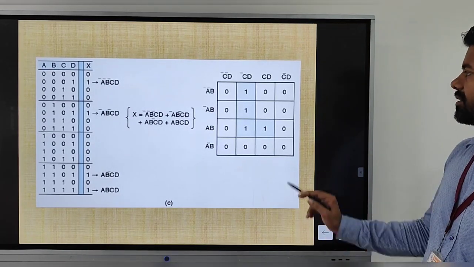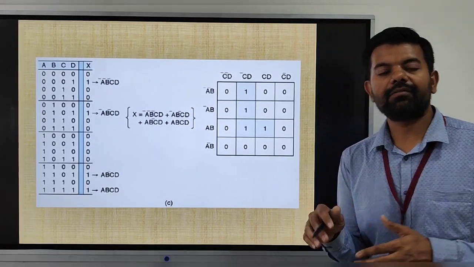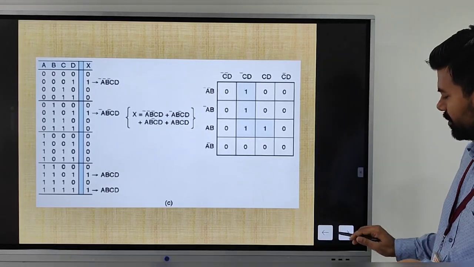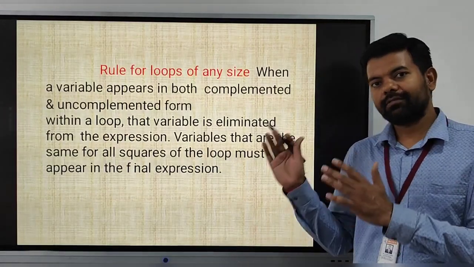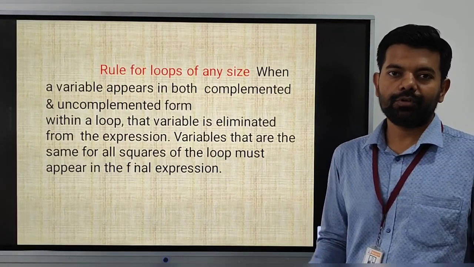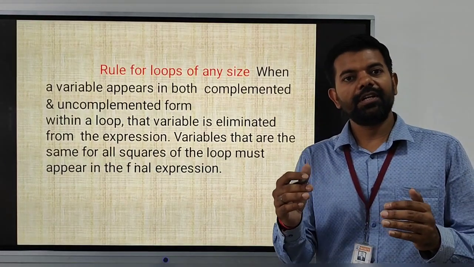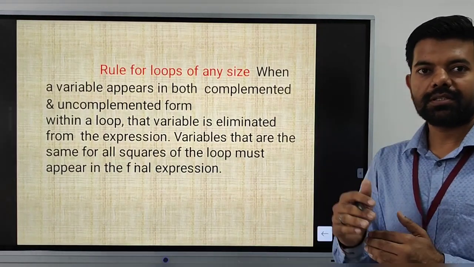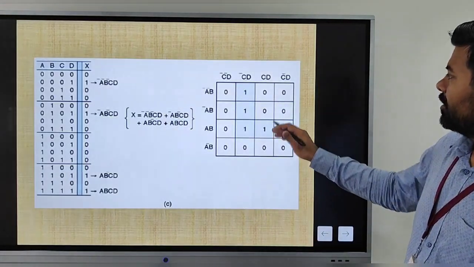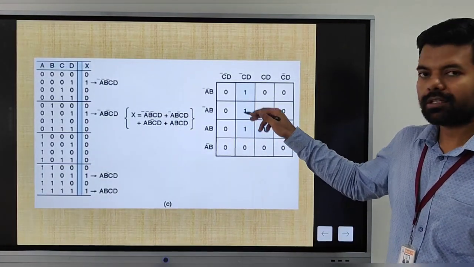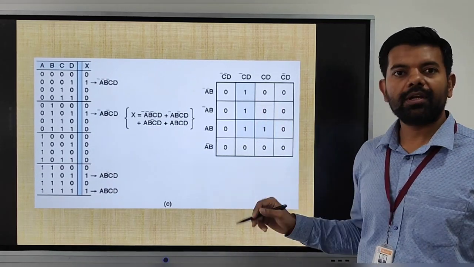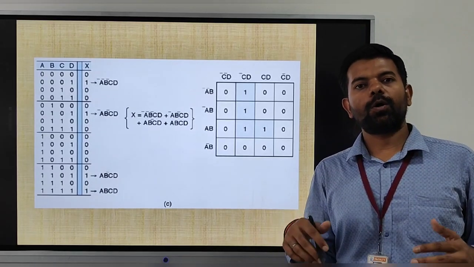The second thing is looping. We need to make loops so that we can simplify things. Now that we have studied how to fill the K-map, we will see how to simplify it. For the simplification of the K-map, we need to learn looping. Looping means that we take the filled K-map and make some loops. Looping is of three types: pair looping, quad looping, and octet looping.